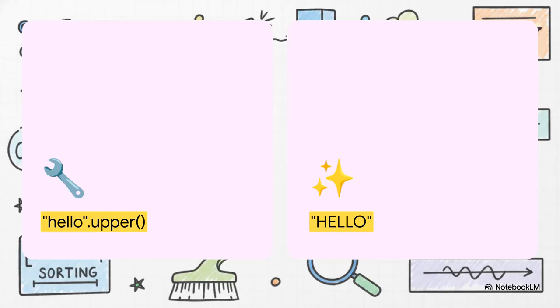To give you a super clear picture of what this looks like, check this out. When we take the string hello in all lowercase and we slap our tool onto it, .upper with the parentheses, boom, the result is HELLO in all caps. The method basically acts like a giant megaphone for your code's text, transforming it in a flash.